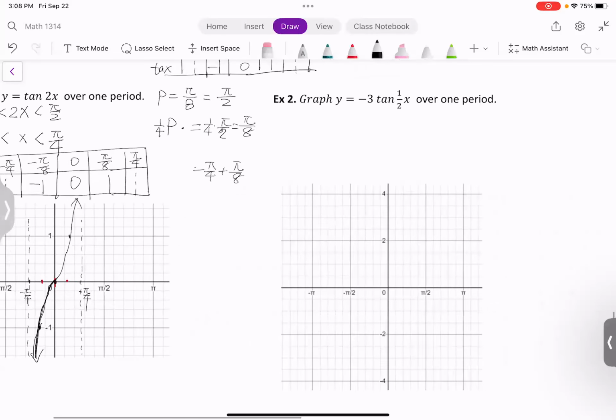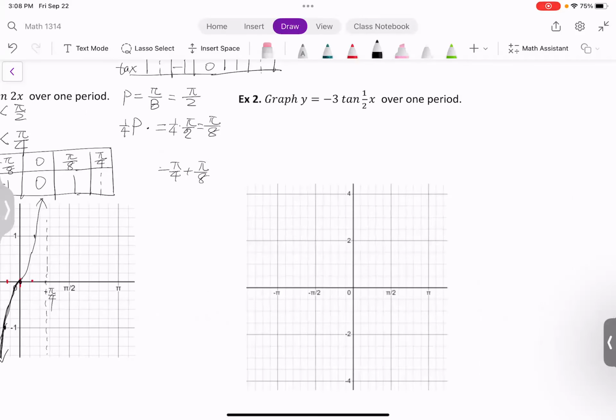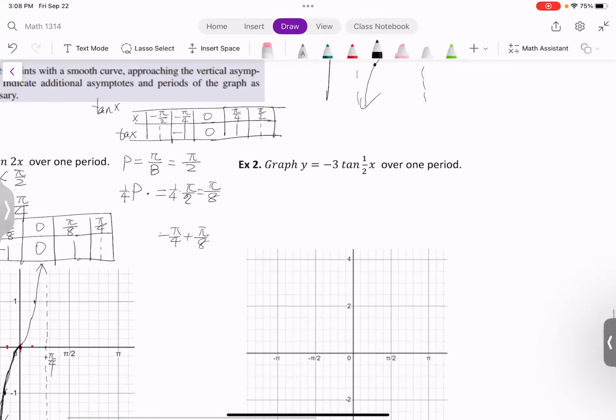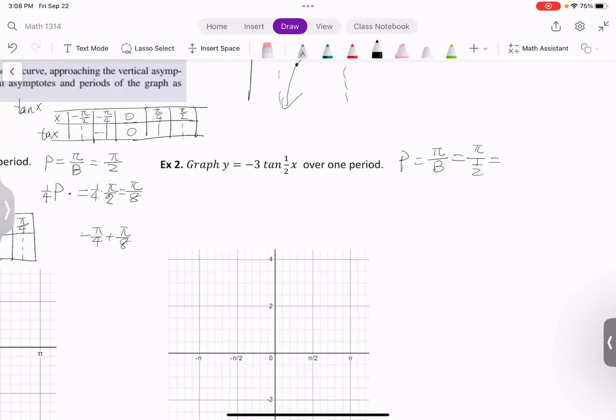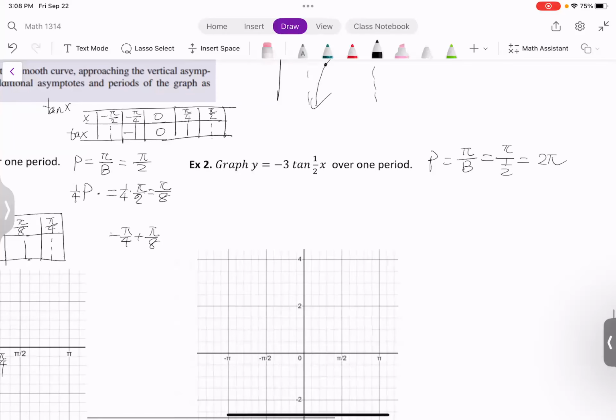All right, let's see. The next one is also the tangent function. Let's find the new full cycle first. So now we have 1/2 x. Let's find the period first. So period p equals pi over b. What is b? 1/2. So flip the bottom. I'm having 2 pi.